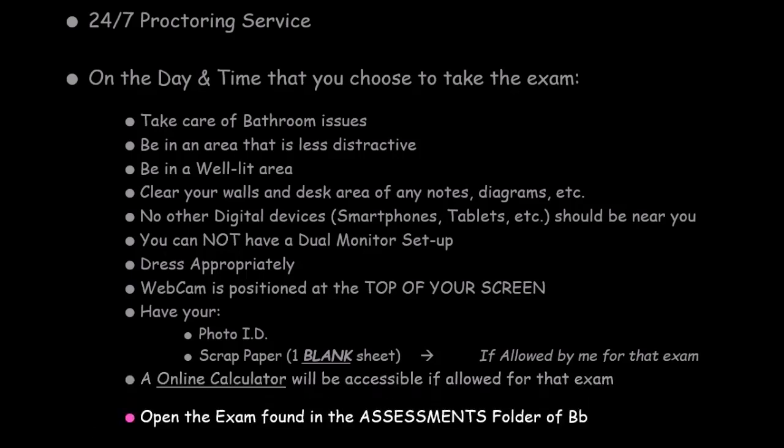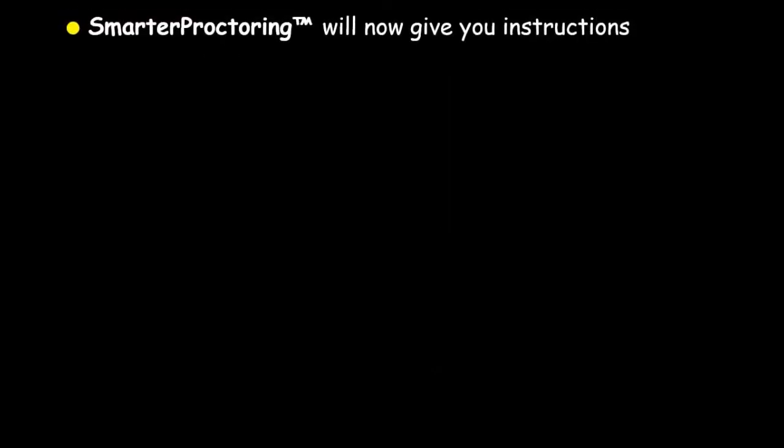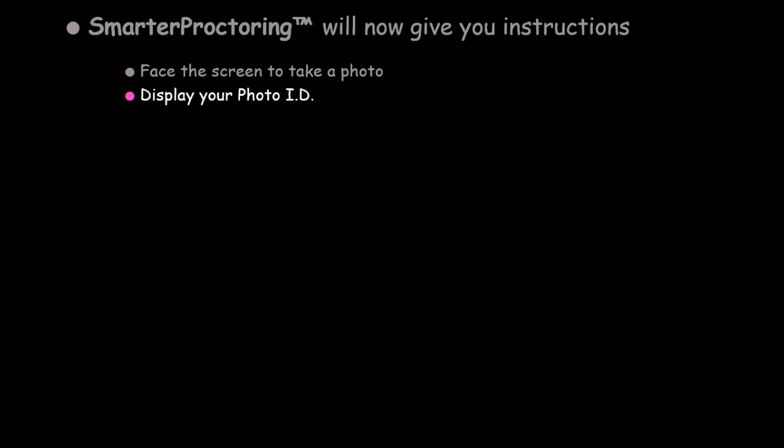Open the exam that is found in the assessments folder. And then you're going to go to that banner on the top that says Smarter Proctoring. Okay, and it will give you instructions on what to do. Face the screen. It'll take a photo of your face. That's where your face should be throughout the whole exam. Don't go down where I could just see the top of your head or one eye or something like that. It'll ask you to display your photo ID. Make sure you pan your webcam 360 degrees. I need to see the surroundings.